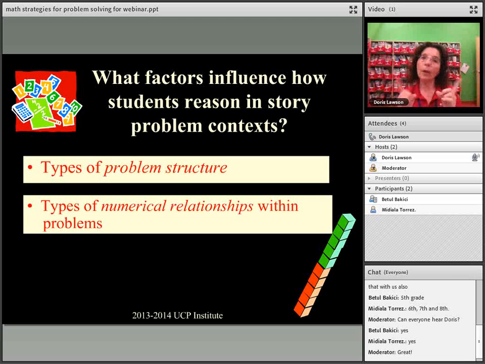Then the numerical relationship. The numerical relationships, when you get into fractions, when you're dividing and you're multiplying and all of that stuff, really gets confusing. And so if we can get the problem structure settled, then we can see how the numbers relate to each other and what they mean.